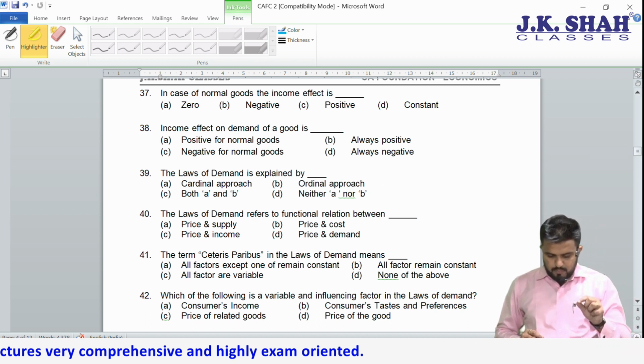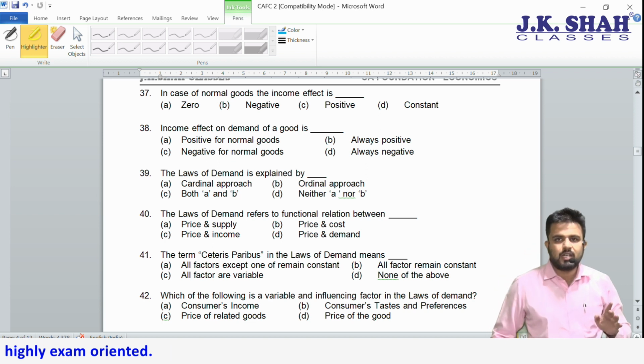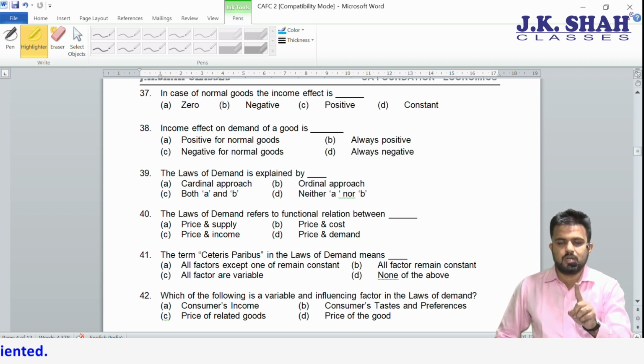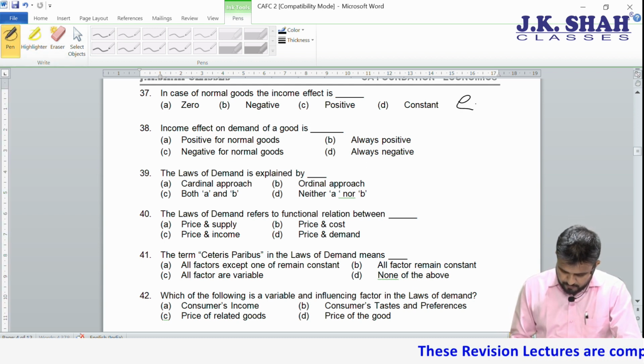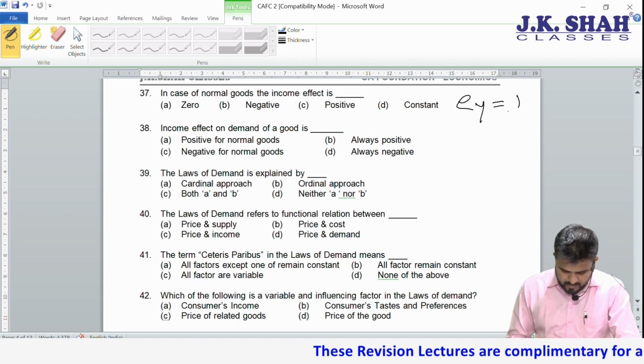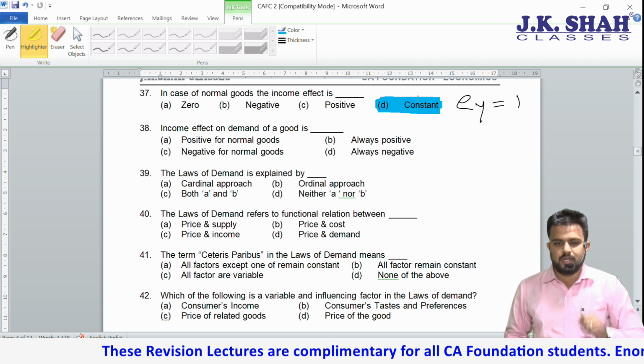In case of normal goods, income effect is constant. EY equals 1. So please remember, I have already discussed this before. EY will be equal to 1. That will be option D, constant.